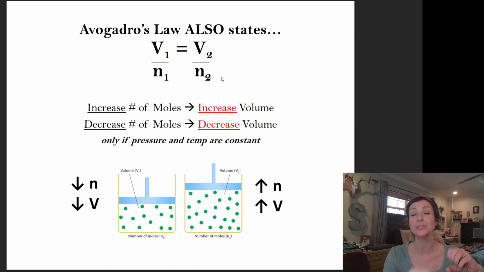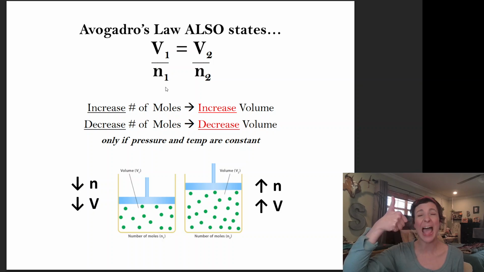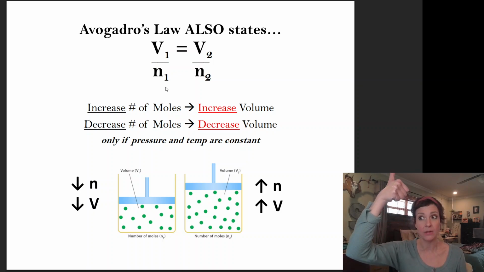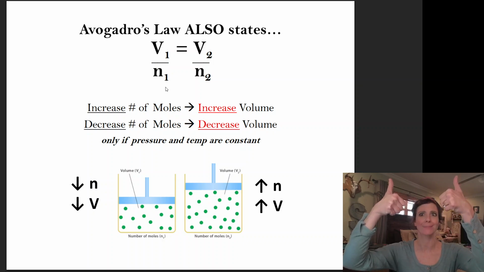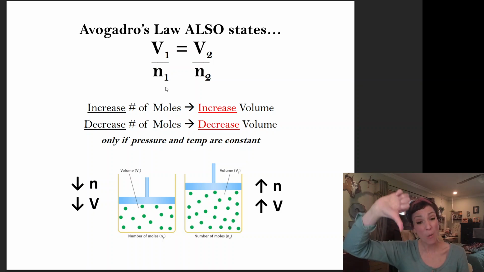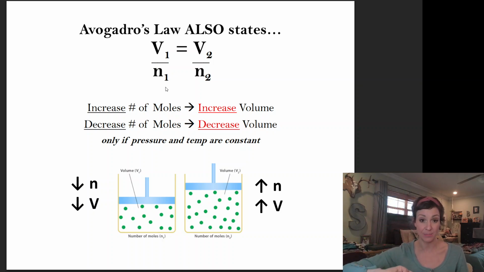So this is allowing us to change the number of particles in the sample of gas we are studying. Specifically, this states that if I increase the number of moles, meaning if I add more gas particles to my sample, I will have an increase in volume. That makes a lot of sense. More stuff in there means you're going to take up more space. Or if I take away or decrease the number of moles in my sample of a gas, it's going to decrease my volume. Now, this statement is only if pressure and temperature are remaining constant here.